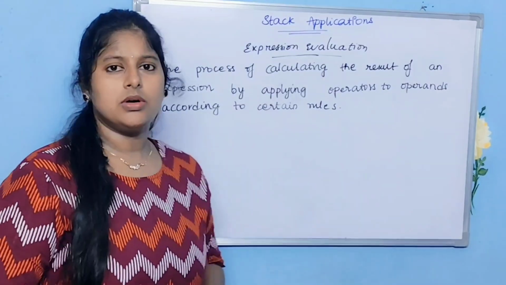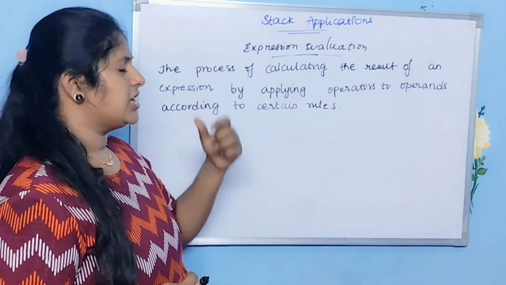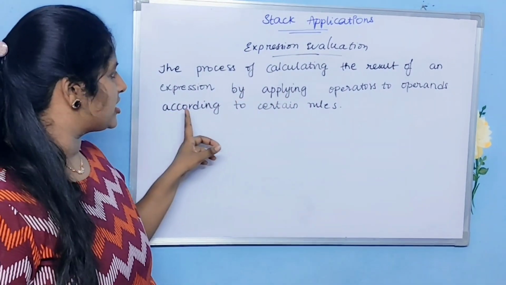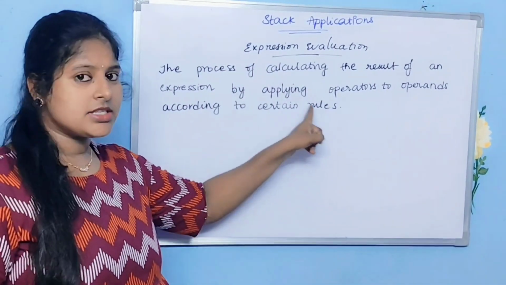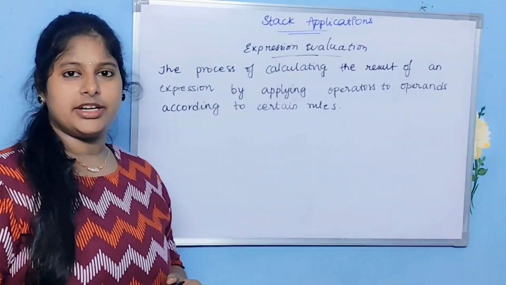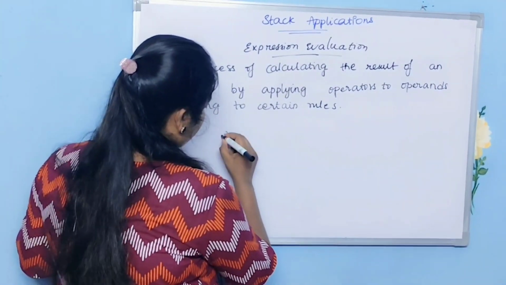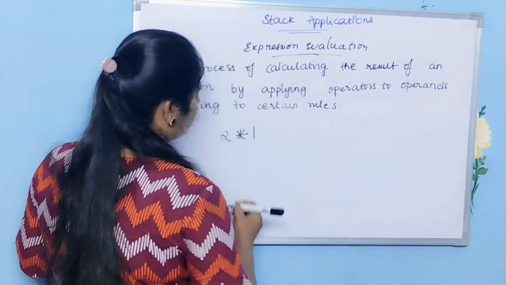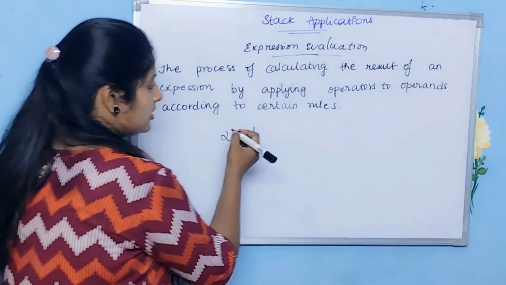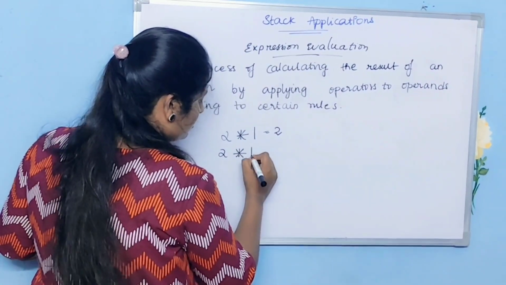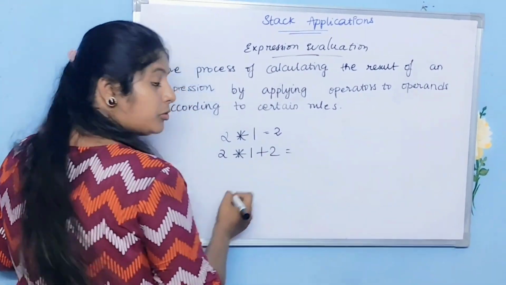Okay. So now let's see what is meant by expression evaluation. It is the process of calculating the result of an expression by applying operators to operands according to certain rules. Say for example, I have given you a small expression. What is the output for this? 2. Suppose I have given you, what is the output for this?